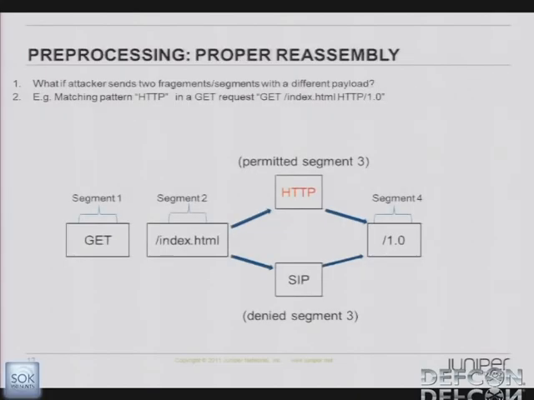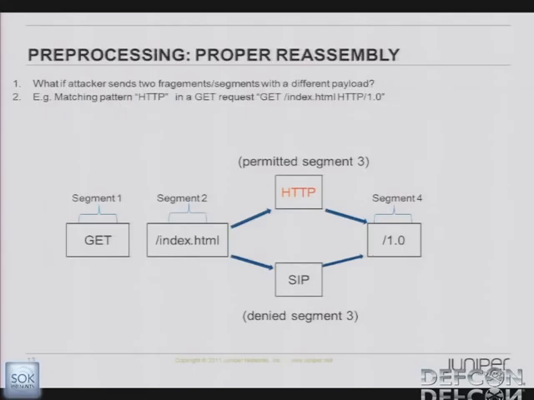And of course, doing the proper reassembly is also critical. All the same evasions that we've seen for IPSs, with TCP segment overlaps and underlaps and fragmentation. It all has to do with the same stuff.